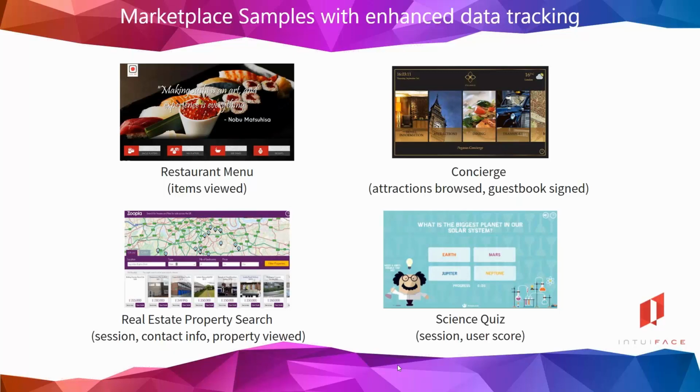The concierge kiosk experience, we keep track of every attraction that's browsed and every time the guest book is signed. For the real estate property search, we recognize individual sessions, which essentially means individual users, as well as recording contact information and every property that's viewed. Finally, the science quiz sample not only records sessions, which again kind of differentiates one person from another, but we also record the score. All of this information is recorded automatically. These experiences are configured to record that information. So at the conclusion of this webinar, if you're ready to get started, you can download one of these and see how it's done.